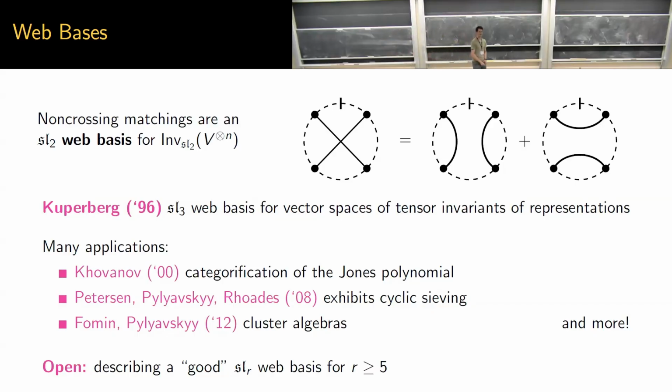Here are some buzzwords that you can look up later if you're so interested. There's some relation to knot theory and Khovanov homology. There's some cyclic sieving. There's applications to cluster algebras and more. And like I mentioned a second ago, and like we heard from Jessica, we have an SL4 web basis, but not an SL5 web basis.